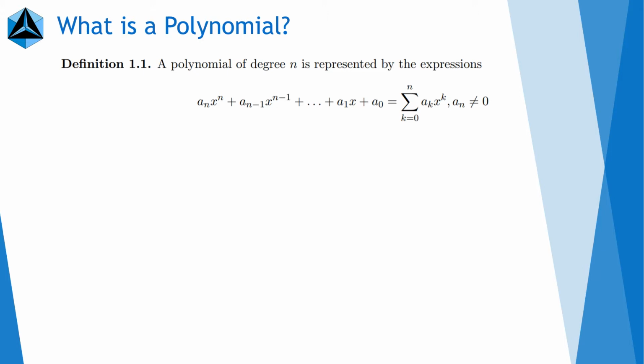Essentially, this is the sum from k equals 0 to n of a sub k times x to the kth power. It's important to note that if it's of degree n, then the leading coefficient, a sub n, cannot be equal to 0, because otherwise we could just reduce the degree by 1. This is essentially what a polynomial is, and we'll be referring to polynomials using this notation a lot when we use Vieta's.